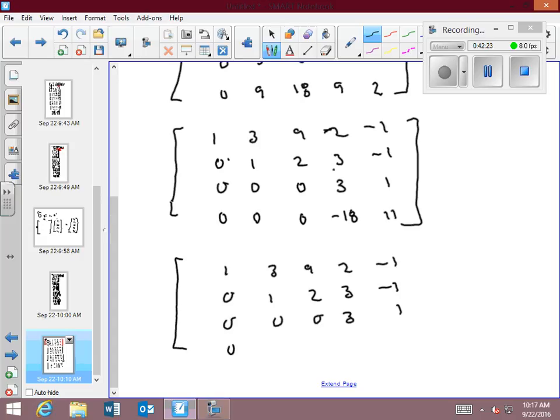No, I should be eliminating the 18. That's what I should have done. So that's 6. 0. 6. This is 17. Now, at that point, that can't be true, right? This thing here says 0 is equal to 17. So that can't be true. So it's an inconsistent set of equations.